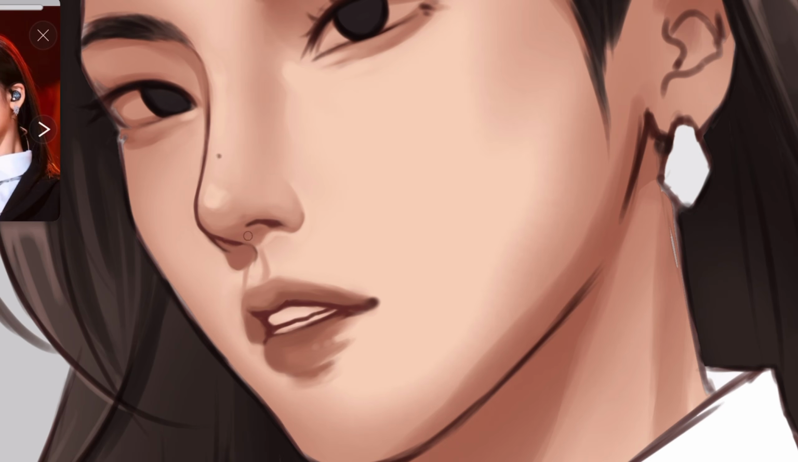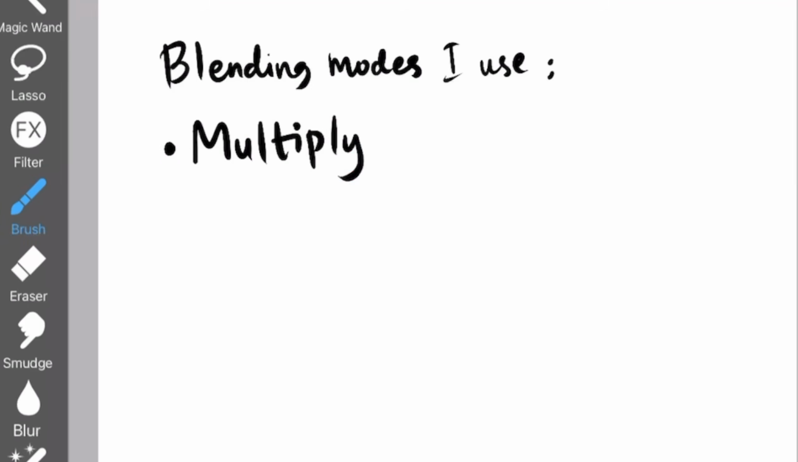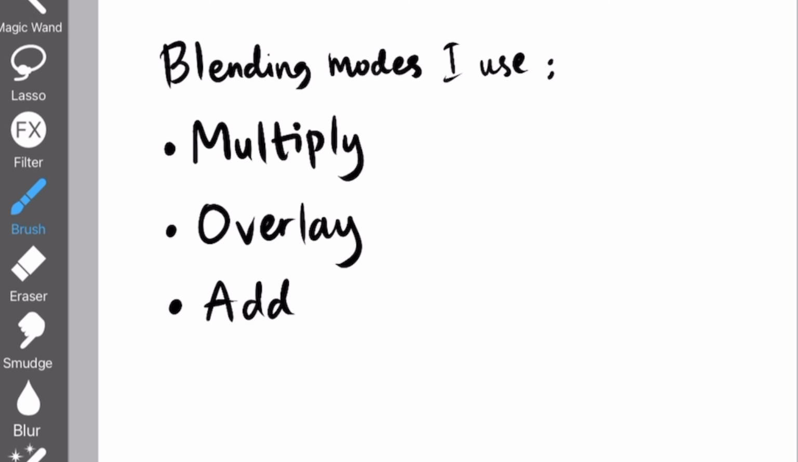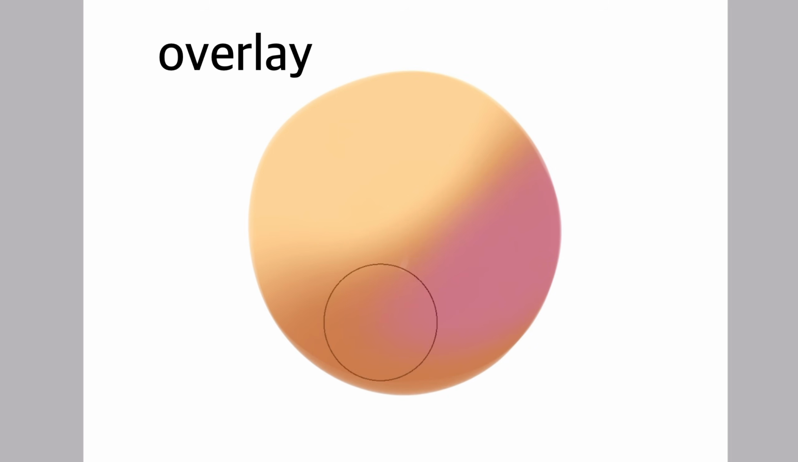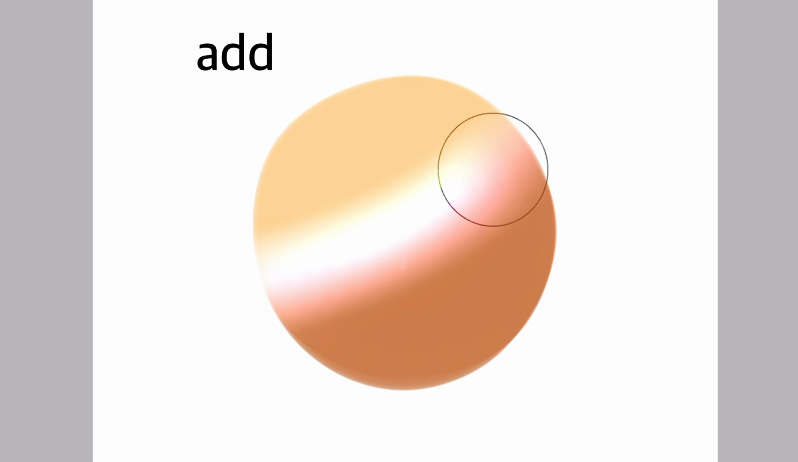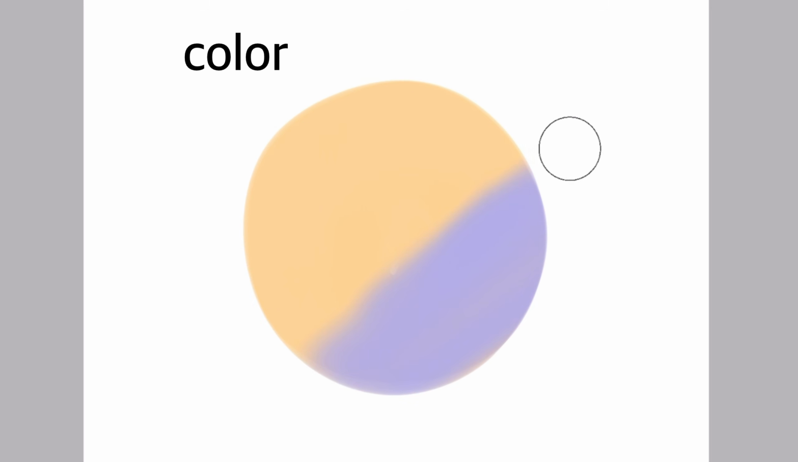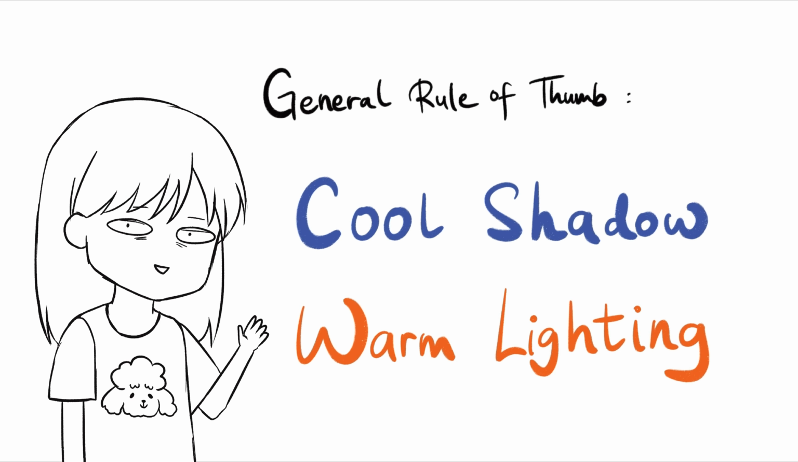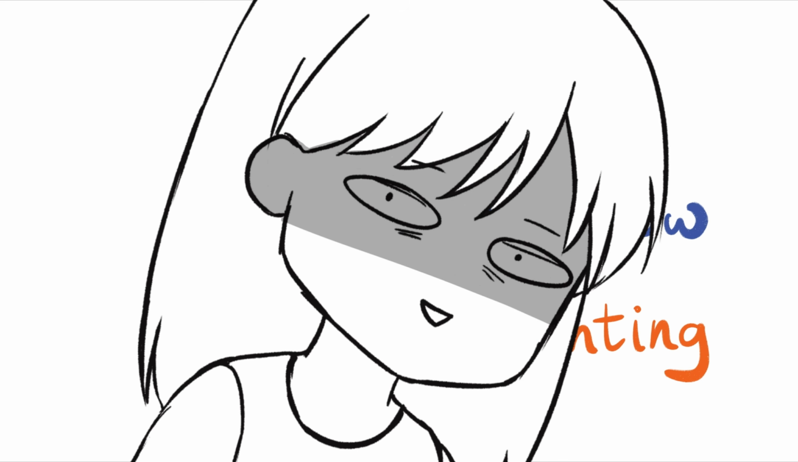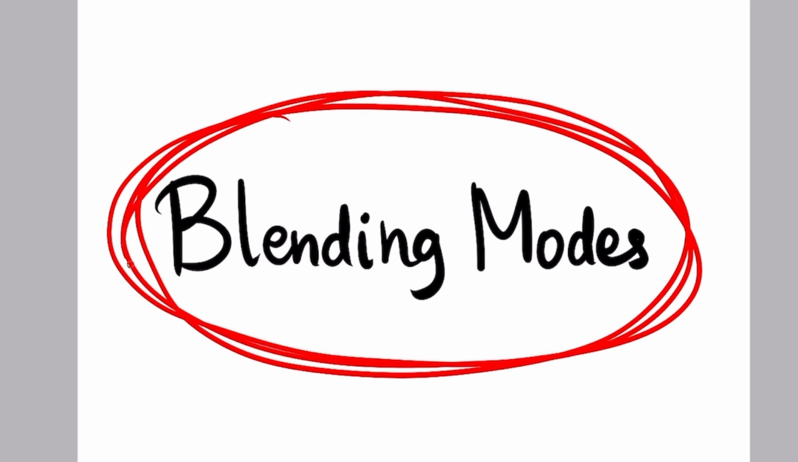I talk about this in more detail in my previous video, but real quick, these are the blending modes that I usually use. Multiply is for darker shadow, overlay is to add makeup and brighten the face, add for highlight, and color to add more color. Remember when I mentioned cool shadow, warm lighting? Remember that? You guys pay attention, right? Well, it can be achieved with the help of these blending modes.